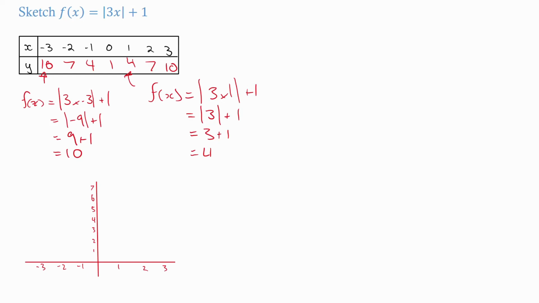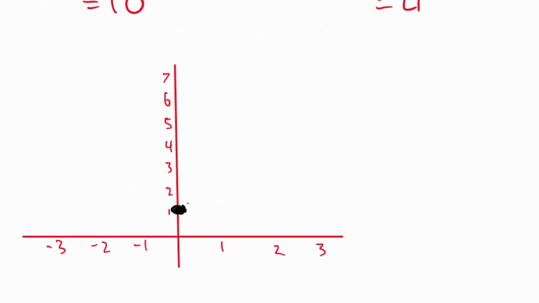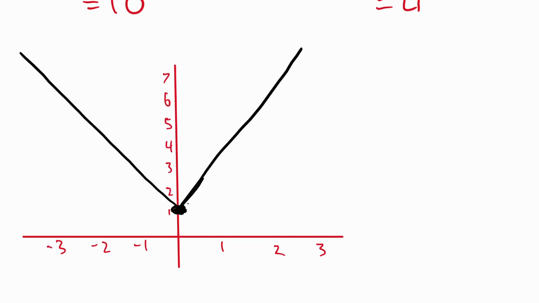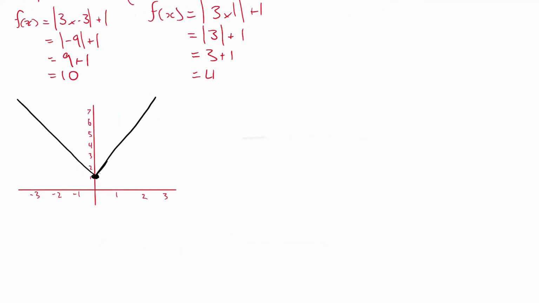So let's put our critical value points on there. We know that the y-intercept is at 1 here, and it also is our lowest point. So what happens now if I zoom in? We're going to go up here like that, and then we're going to go out here like that. So there you go.